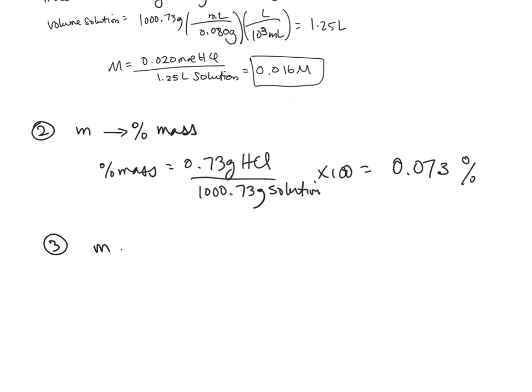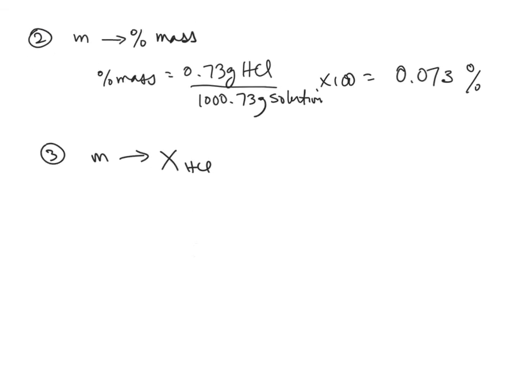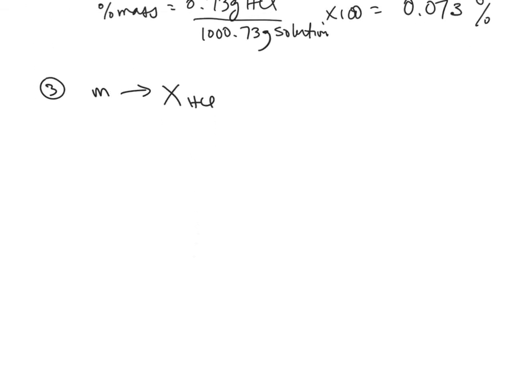All right, then the third one, we're going from molality to mole fraction of HCl. We need to get the mole fraction. So this is the ratio of the moles of HCl divided by total moles. We know the moles of HCl already, right? 0.02. But we need the moles of water. And if you have a kilogram of water, you can go to moles from that.